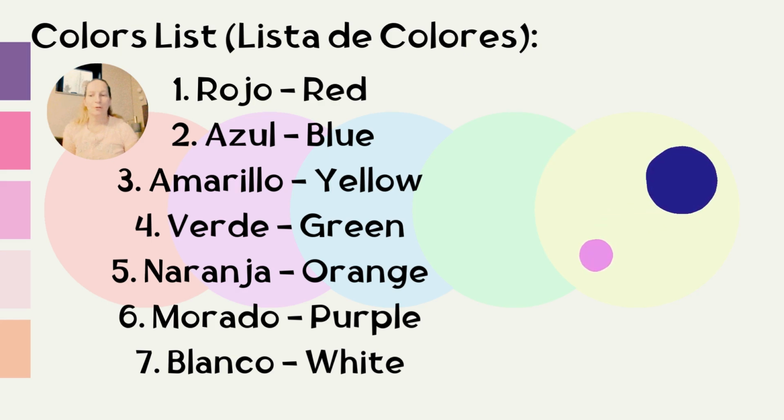Vamos a decirlos juntos. Let's say it together. Rojo, azul, amarillo, verde, naranja, morado, blanco. Let's try again. If I say red, you say rojo. And then I say rojo after you.